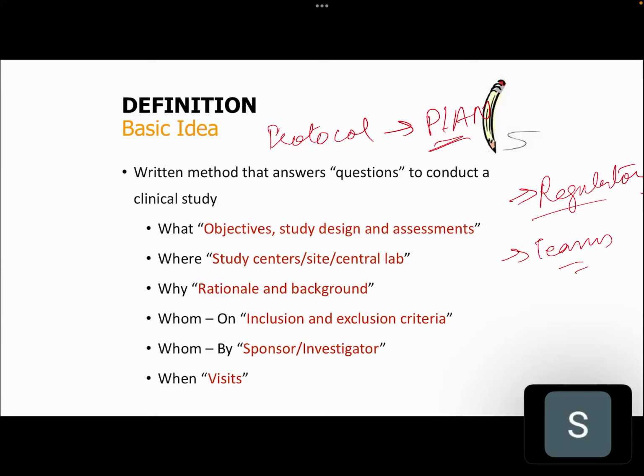We can show it to the regulatory body and to our teams, saying look, you have to follow this. So what do we talk about in this plan, and what questions do we answer in it? First, the goal of your study. Is it safety? What you really want to do in your trial, you have to state in the protocol.